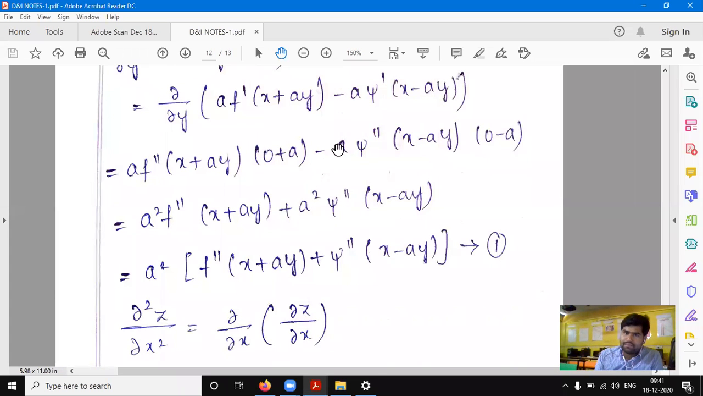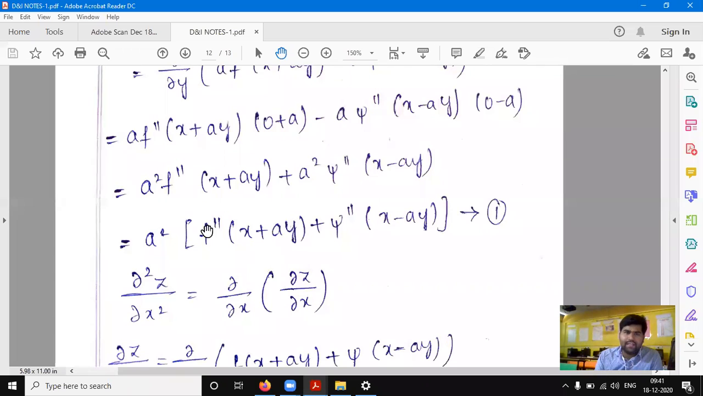Why is it plus? Minus a into minus a. Minus a into minus a becomes plus a², since minus into minus is plus and a into a is a². Psi double dash of x minus ay. In this a² is there, and here also a² is there, so take a² as common: a² times f double dash of x plus ay plus psi double dash of x minus ay. This is equation number 1.